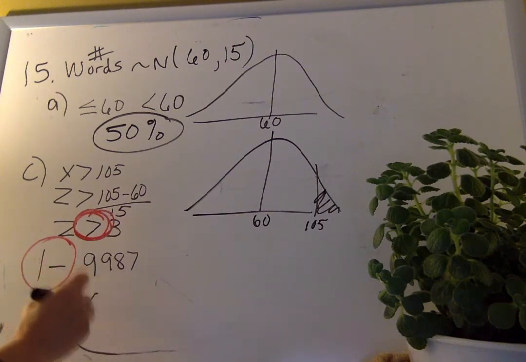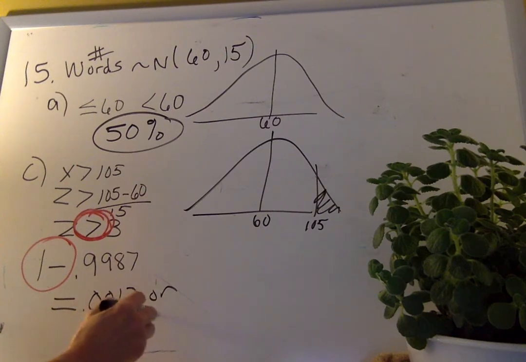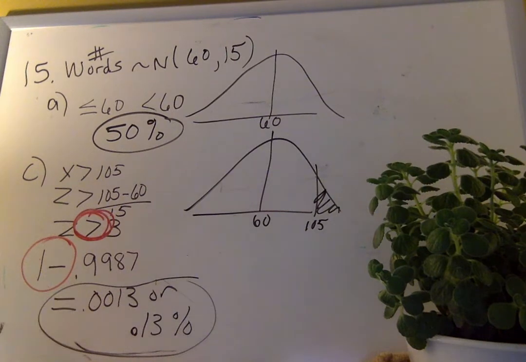Decimal form, 0.0013. Percent form, 0.13%, because that decimal is so small you may not be able to wrap your mind around it. 0.13%, that's why they asked, would you be surprised? That's like 1/10 of 1%. Sure, I'm going to be surprised. That is quite rare. That's all they were trying to get at there.